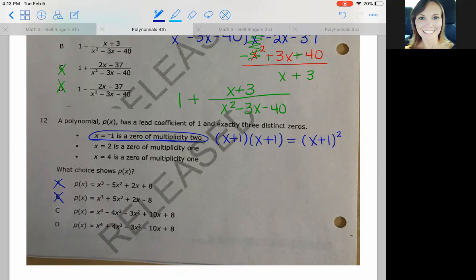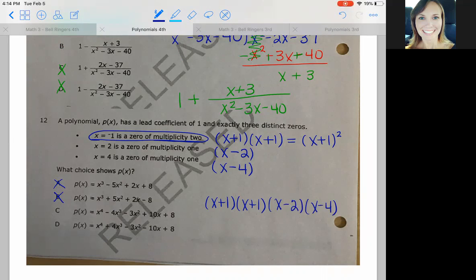And then my next one says x equals 2 is a 0. So we always change the sign. So I have x minus 2. And then for 4, I have x minus 4. So if I actually wrote p of x out in factored form, I'd have x plus 1 times x plus 1 times x minus 2 times x minus 4.